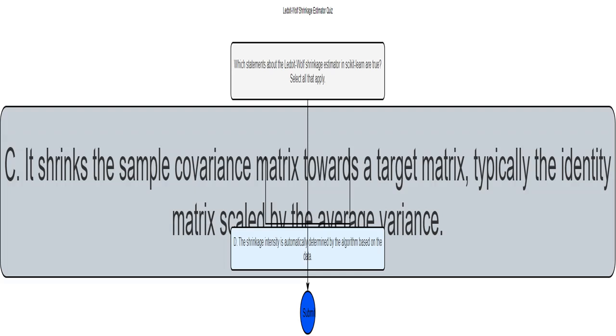That's right. The Ledoit-Wolf method works by shrinking the sample covariance matrix towards a target matrix, often a scaled identity matrix. Think of it like finding a middle ground between the sample covariance matrix and a simpler, more stable matrix. This process helps to reduce noise and improve the accuracy of the covariance matrix estimate, especially when dealing with high-dimensional data.